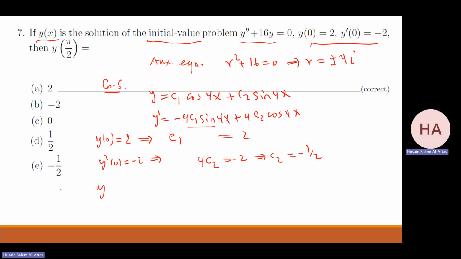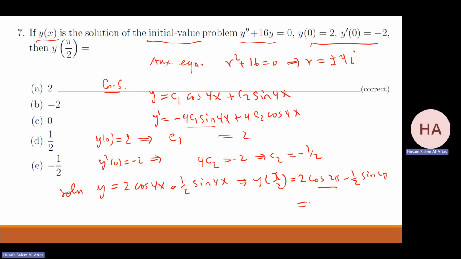So what will be y? The solution y will be, c1 is 2, 2 cosine 4x minus half sine 4x. Now what do I need? y at pi over 2. y at pi over 2 will be 2 cosine 2 pi, correct? Pi over 2 times 4 is 2 pi, minus half sine 2 pi. Sine 2 pi is 0, cosine 2 pi is 1, so the answer is 2. And that will be the answer.